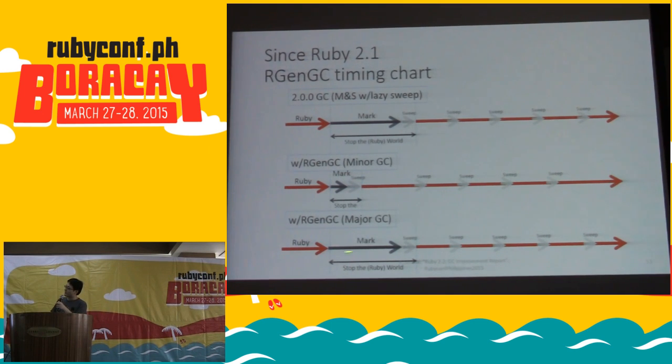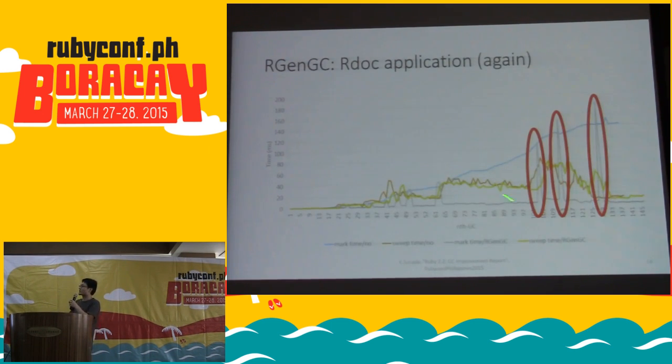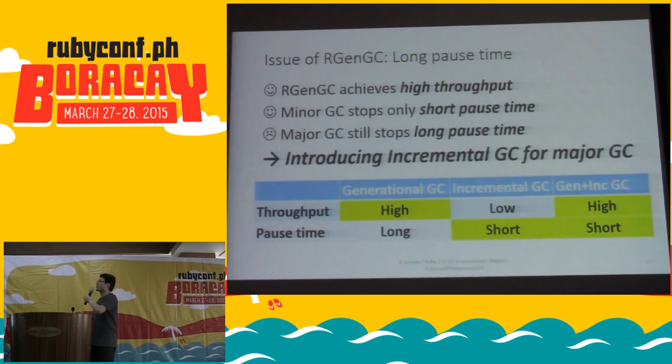Then we need to pause for a long time. This is a long-time example. Sometimes it is no problem, but for a web application or similar, where response time is important, it is a problem, I think. Most requests are fast, but a few requests consume a long time. It will be a problem. So this is what we want to solve in Ruby 2.2. Generational GC achieves high throughput, and minor GC stops only a short pause time, but major GC still stops a long pause time. So we want to reduce the long pause time of the major GC.